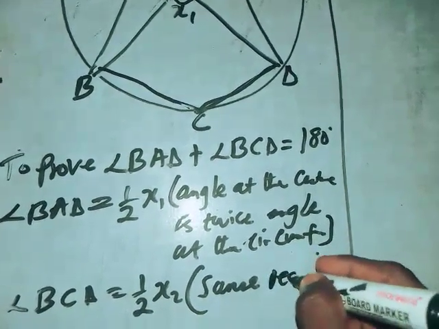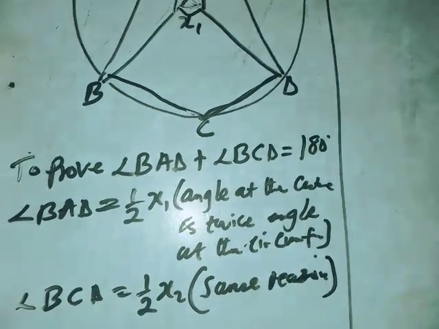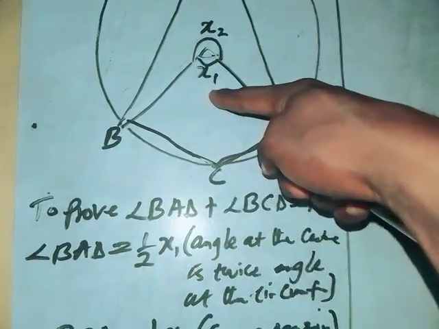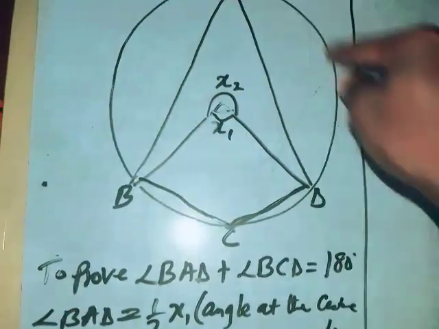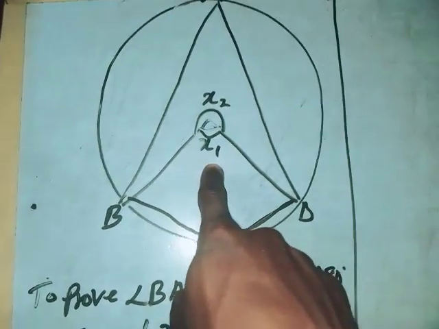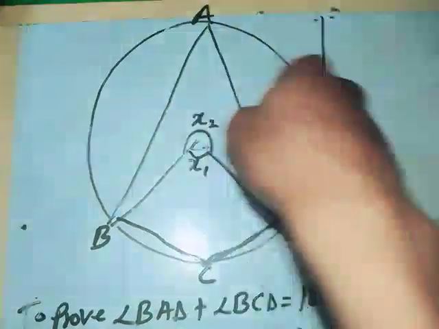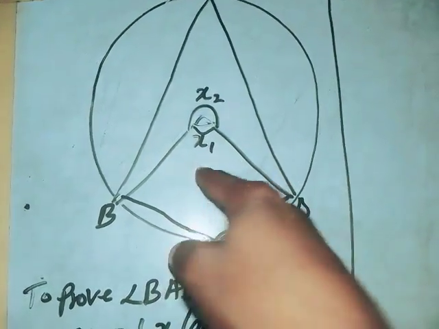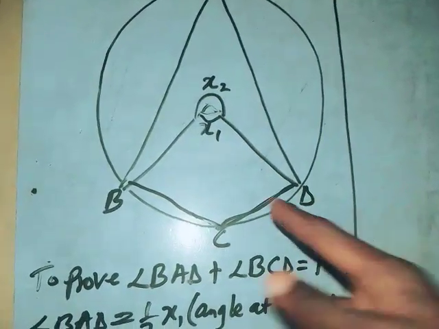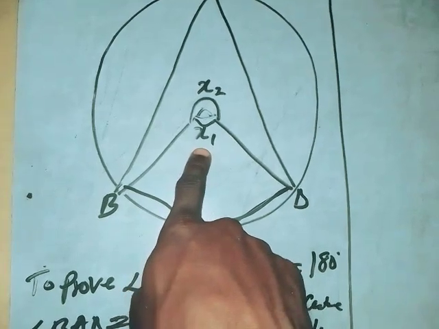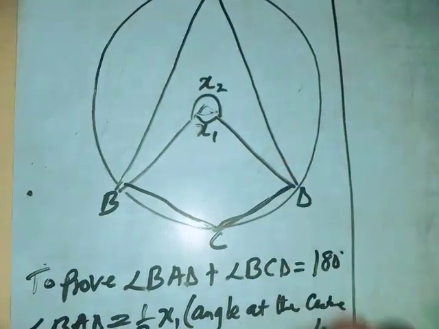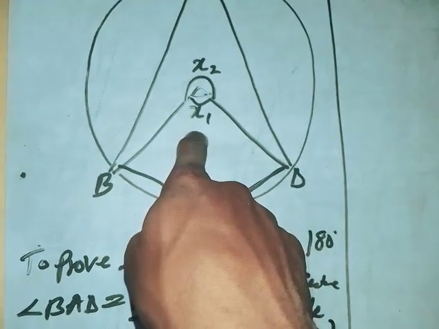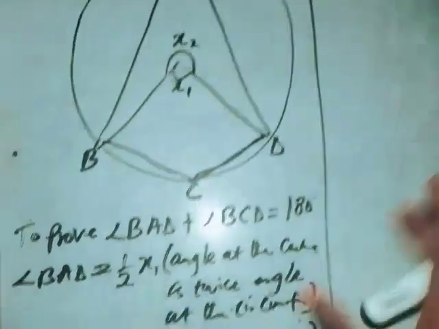Same reason. Now, the angle at the center is twice the angle at the circumference. If the angle at the center is twice the angle at the circumference, that means the angle at the circumference is half of the angle at the center. I'm sure you are getting me. That means the angle at the circumference is half the angle at the center.